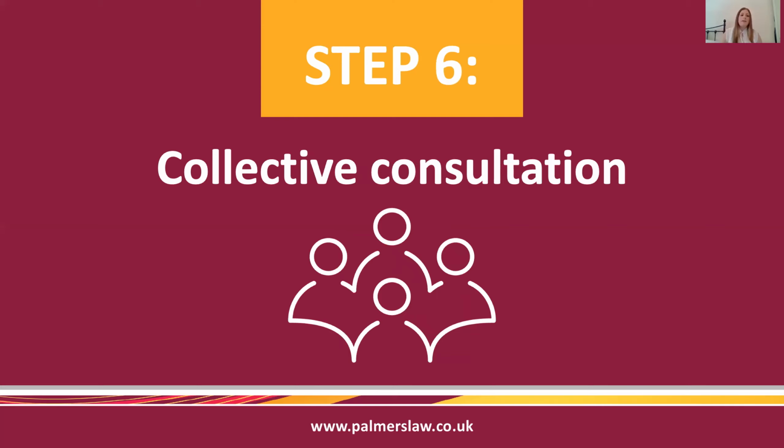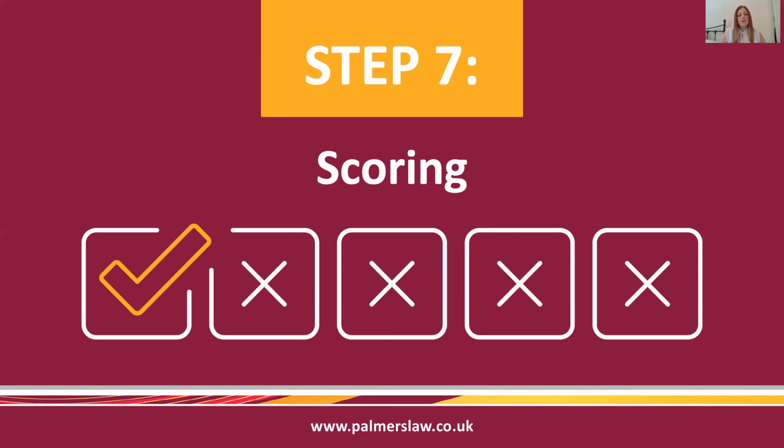So going back to collective consultation, again, you might need to hold elections to elect representatives if you don't have anyone in place yet. And you'll need to consult with the appropriate representatives on ways to avoid or reduce dismissals and mitigate the consequences. And the consultation will usually cover the appropriate pool and the selection criteria as well, as we've already discussed. So the next stage then is when you actually get on to the scoring of these employees.